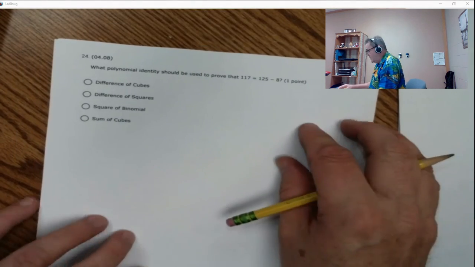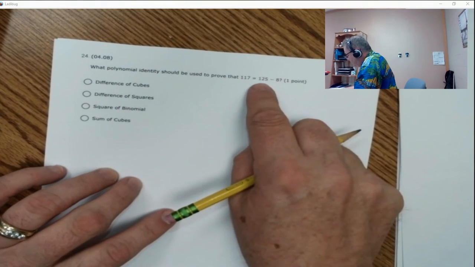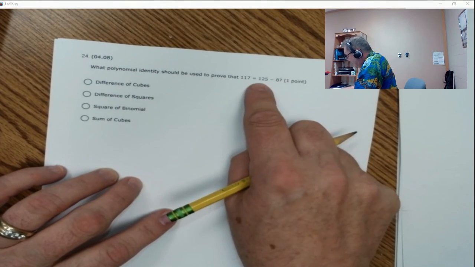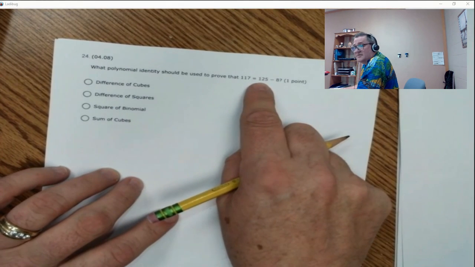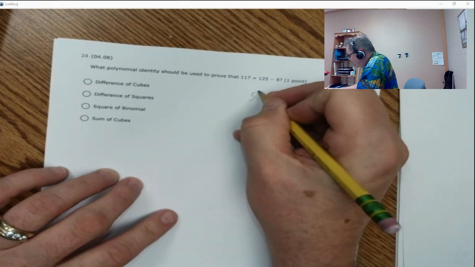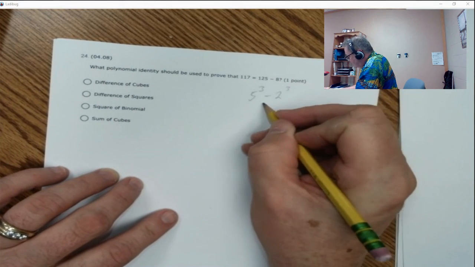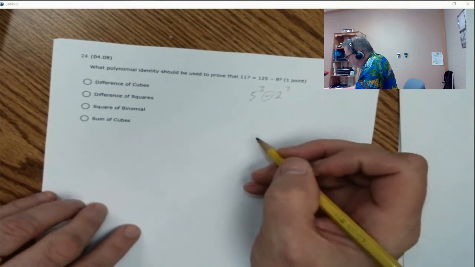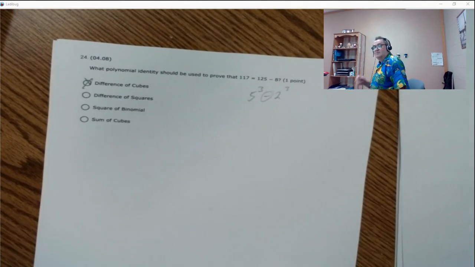Hey, last problem. We've been looking for the last problem. Oh, another one. Which polynomial identity? 117 equals 125 minus 8. Will this be difference of squares? It's a difference. Is 125 a square? Is 8 a square? No, neither one of those are squares. But 125 is 5 to the 3rd power, and 8 is 2 to the 3rd power. And this is a difference. Difference of cubes. That's it.